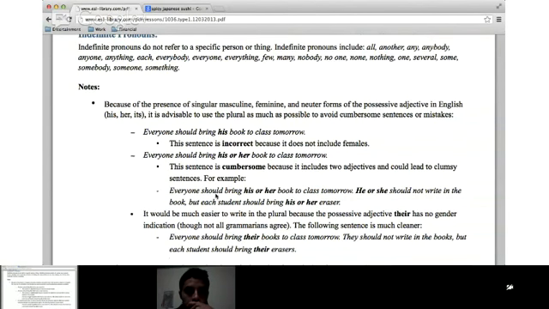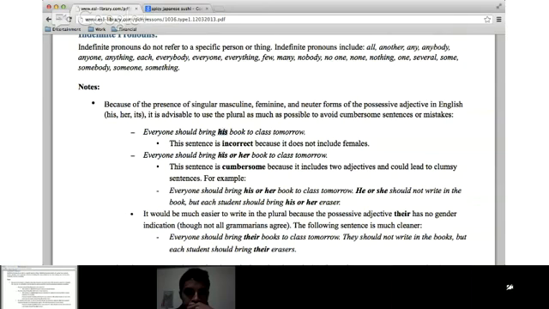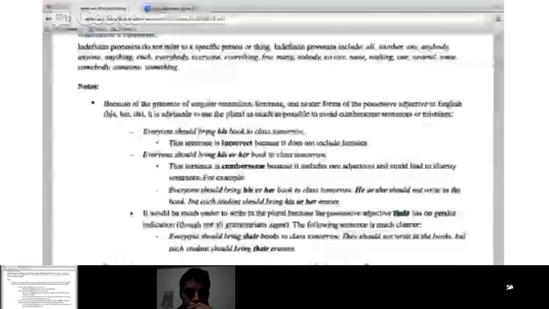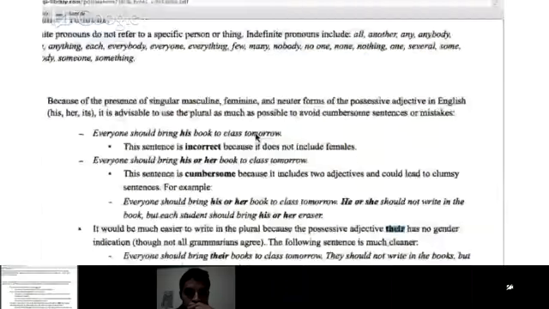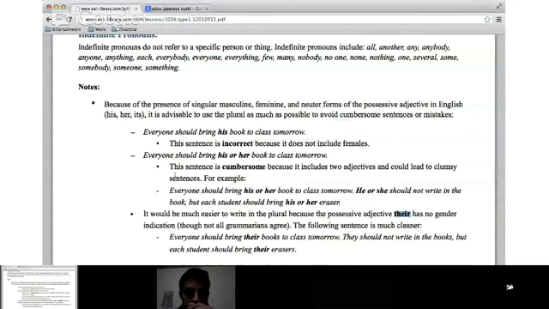All right. So here, what this is stating is instead of saying his or her book, we're going to combine them together, and not into a super word, but instead we would say their. So let's take a look at this example.